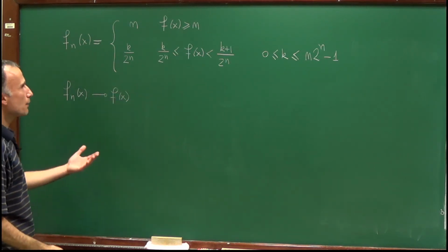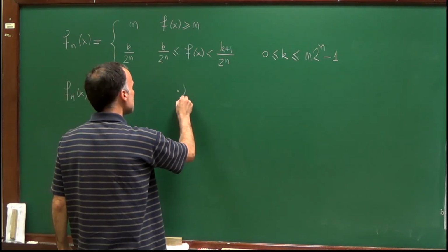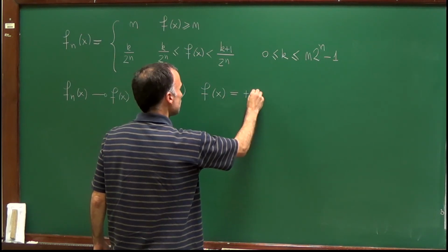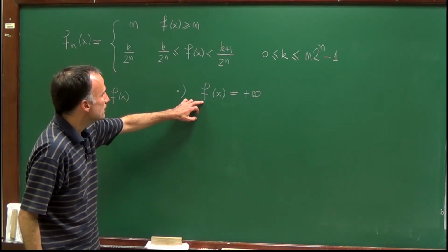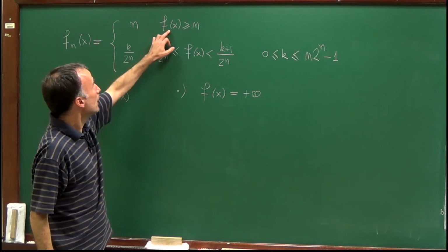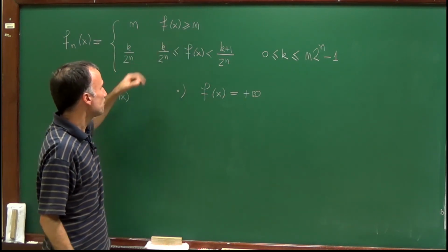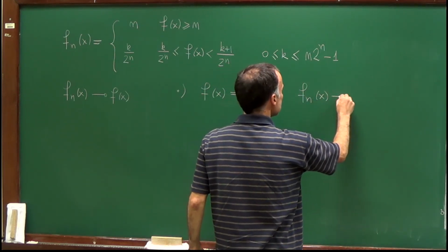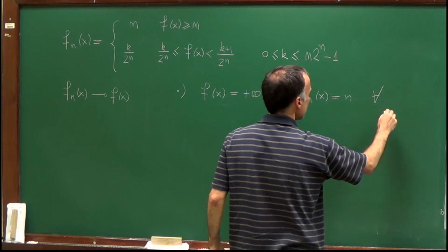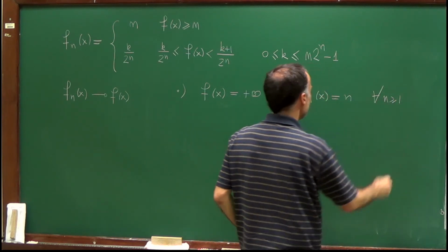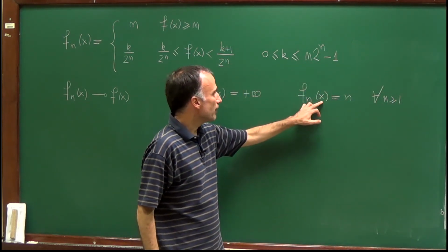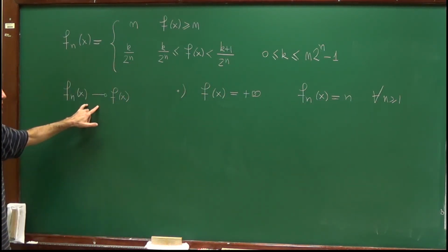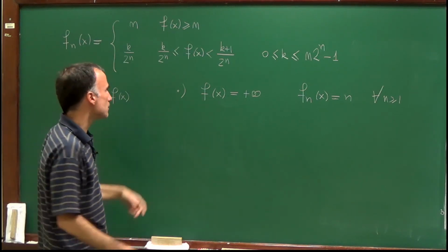Right? So there are two possibilities. The first one is that f of x is equal to plus infinity. Well, in this case, for any n, f of x is larger or equal than n, and therefore this means that for that x, Fn of x is equal to n for any n. And this means that Fn of x converges to plus infinity, which is f of x. So this property holds in this first case.